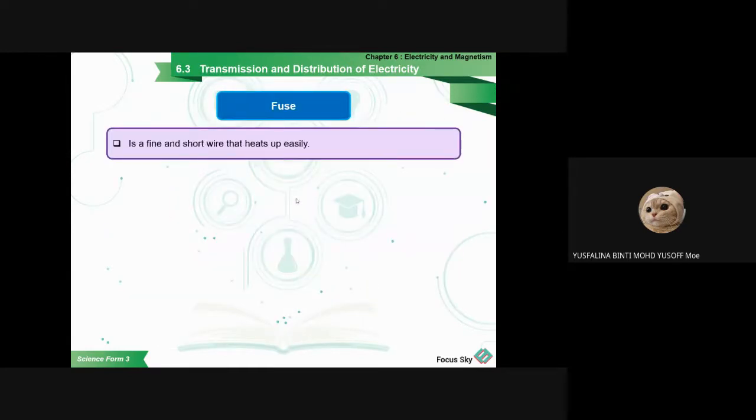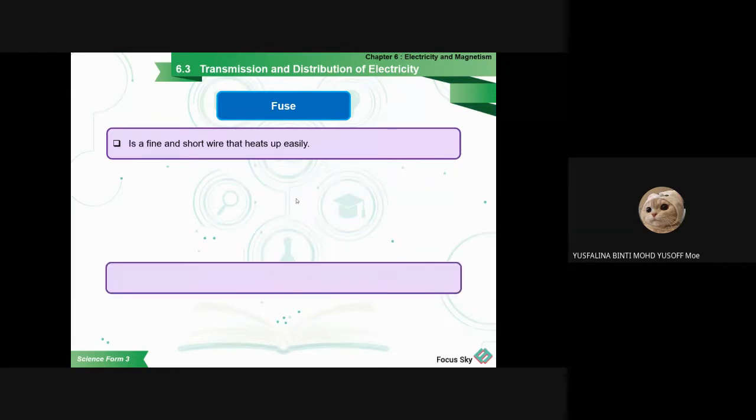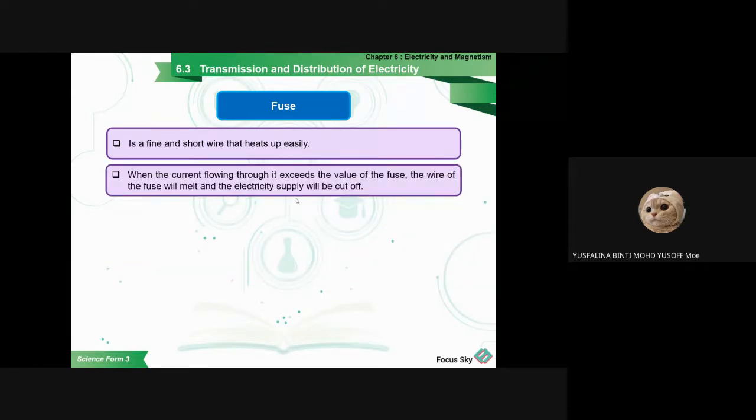It is a fine and short wire that heats up easily. So when the current flowing through it exceeds the value of the fuse, the wire of the fuse will melt and the electricity supply will be cut off. This one I already explained. If you look closely inside the fuse, there is a thin wire here. If there is excess current flow, this wire will melt, and when it melts, it cuts off the electric flow.